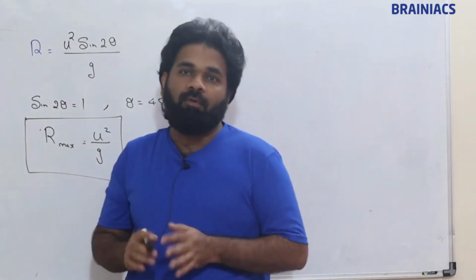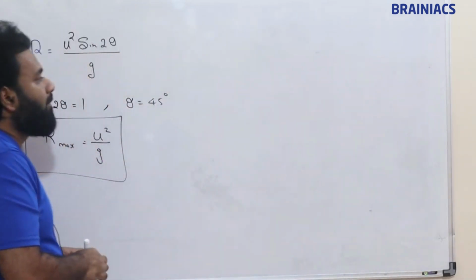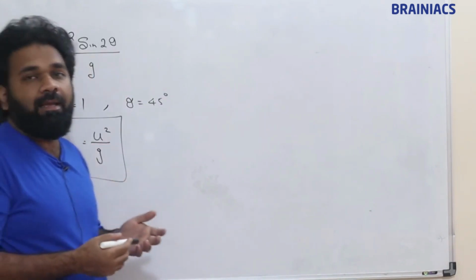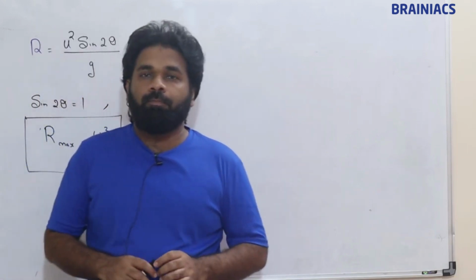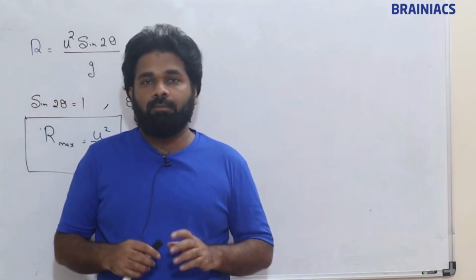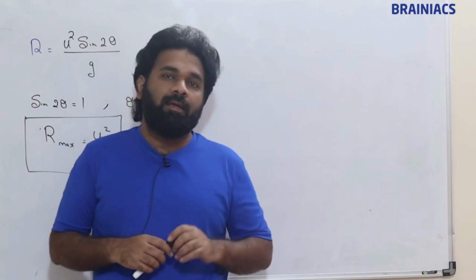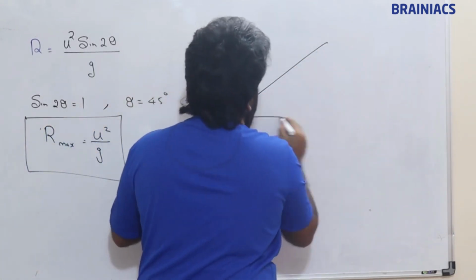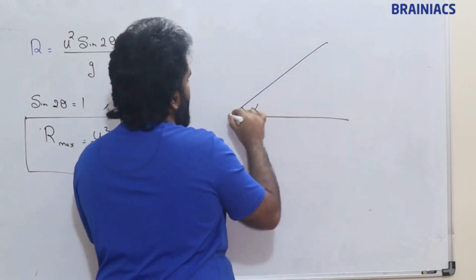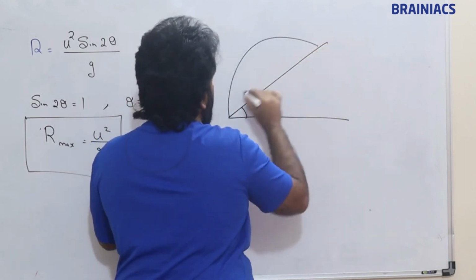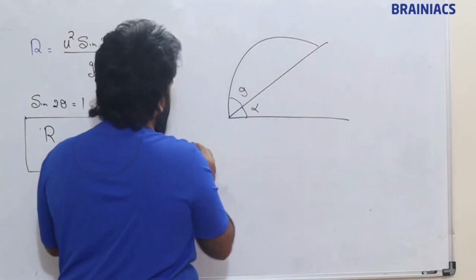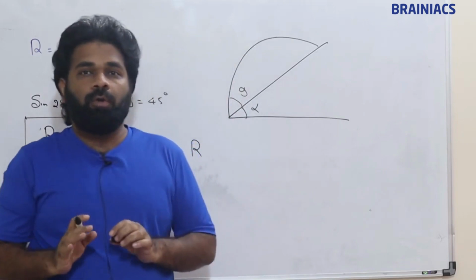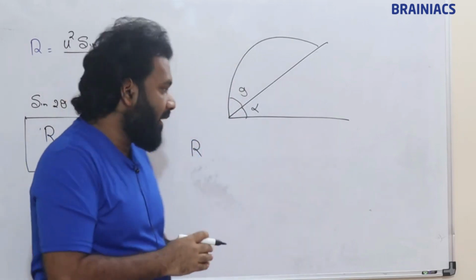So in the same way, for what angle will we get maximum range in the case of a projectile on an inclined plane? Now in order to find the angle to get the maximum range, this is an inclined plane, this angle is alpha and this is projected with an angle theta. What is the angle to get the maximum range on an inclined plane?